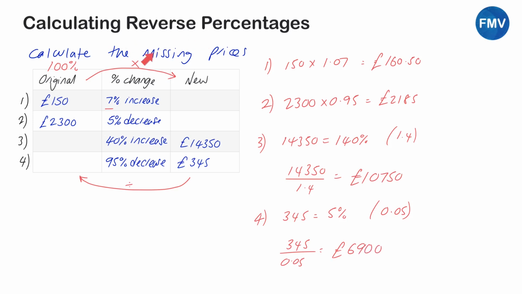Reverse percentages are where you use the percentage to find either an original or a new value. I think the key message here is to know whether you've got 100% or whether you've got an adjusted percentage here.